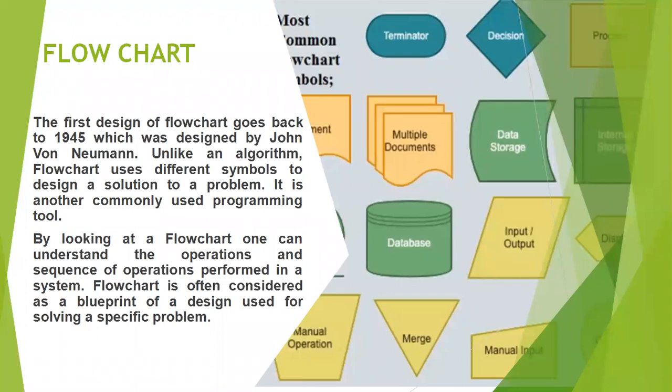Now let us see what a flowchart is. The first design of the flowchart goes back to 1945, which was designed by John von Neumann. Unlike an algorithm, flowcharts use different symbols to design a solution to a problem. So it is another commonly used programming tool. By looking at a flowchart, one can understand the operations and the sequence of operations performed in a system. So a flowchart is often considered a blueprint of design used for solving a specific problem.